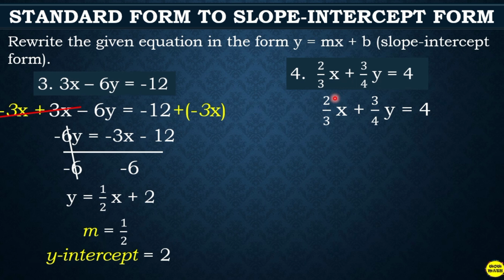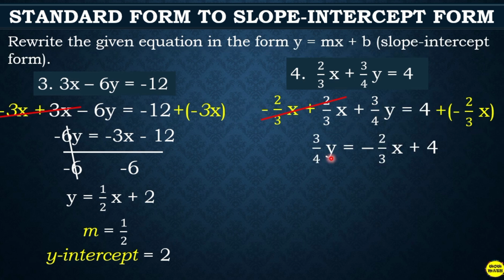So, since 2/3 ito ang kailangan nating maalis. So, mag-a-add tayo ng negative 2/3. So, para makancel natin ito. So, kung ano inadd mo rito, ganun din sa kabila. Okay. So, nag-add tayo ng negative 2/3. So, mawawala na ito. Cancel na siya. Okay. So, ano na lang naiwan? We now have 3/4 y is equal to negative 2/3 x plus 4.